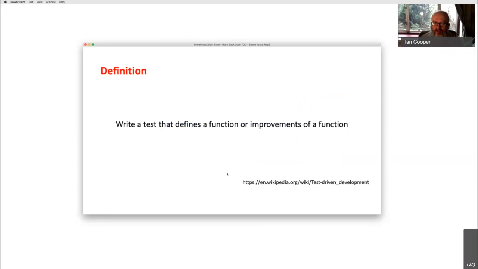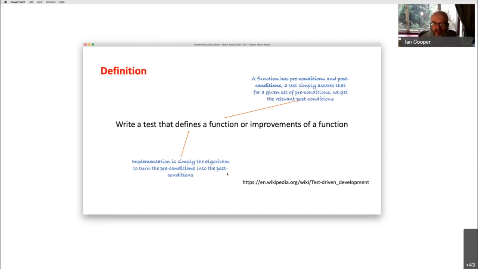And in particular, we're seeing TDD as this idea of preconditions and postconditions. We've got some things that are true before a function is called and things that are true after a function is called. And the test simply asserts in its setup that given these preconditions, we have these postconditions. And typically in an OO world, we're looking at some kind of object and its state. And we're saying, hey, it had this state before, I run this method, and it has this state after.